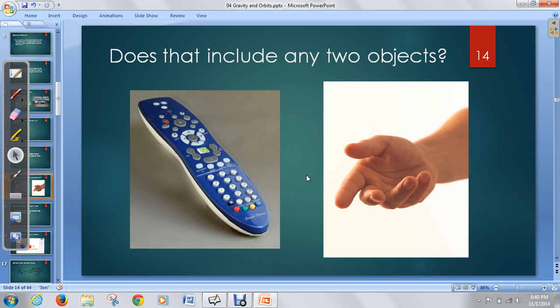It can be the sun and the moon, the sun and the earth, me and the earth, me and the moon, the water on the earth and the moon. My remote and my chair and my computer and my phone. They all have a gravitational pull towards each other, but it's just going to be really small because the objects are so small.